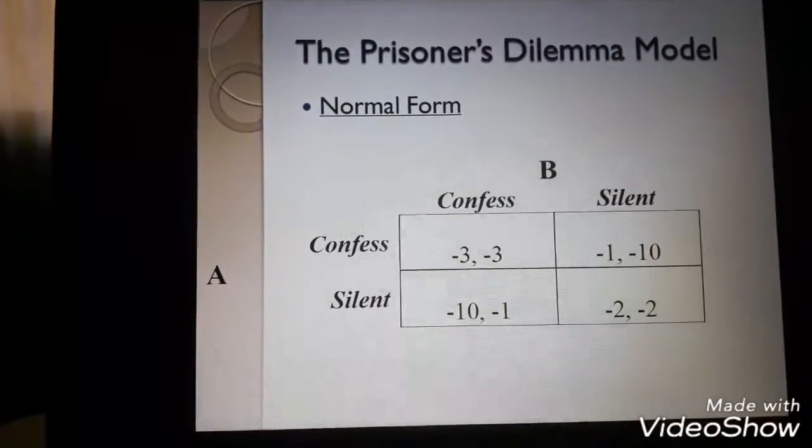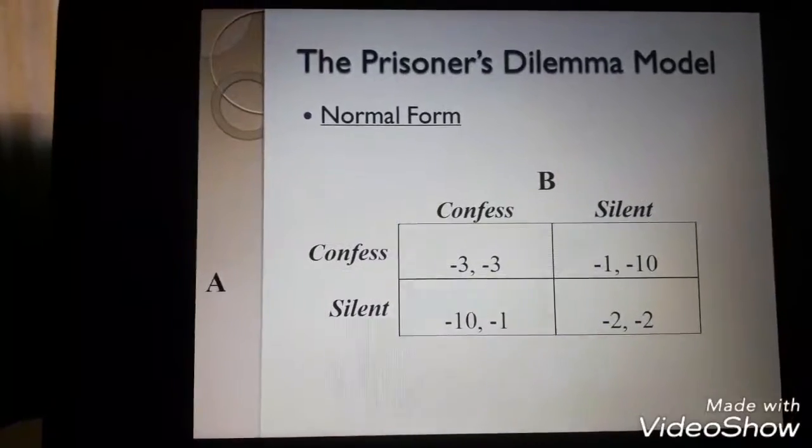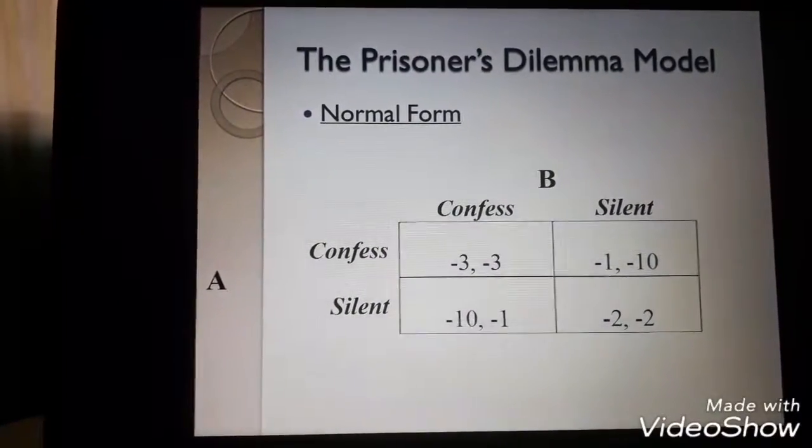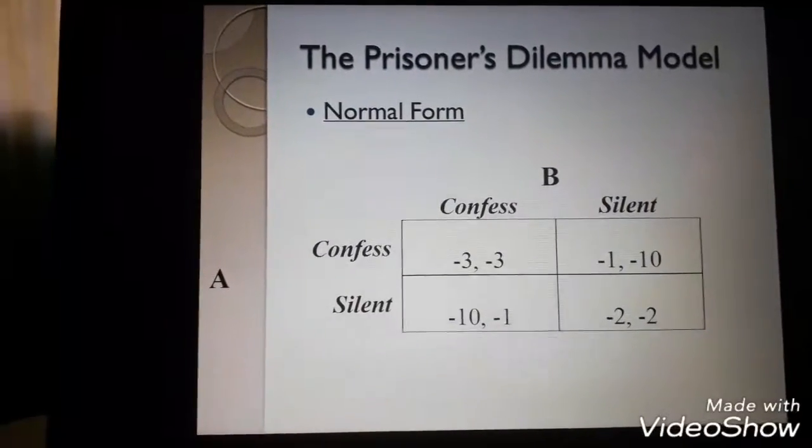In the case of the prisoner's dilemma model, the goal here is to get prisoner A and B to make decisions that will allow for both of them to serve the least amount of time in jail.